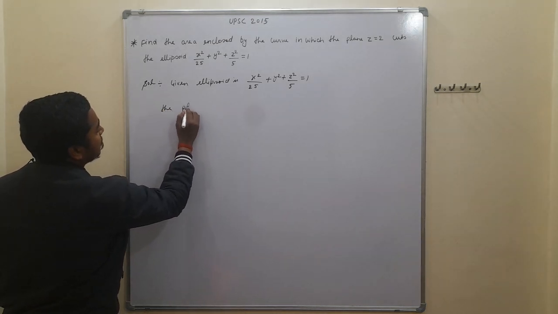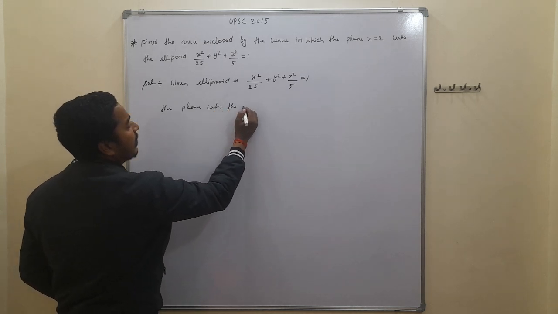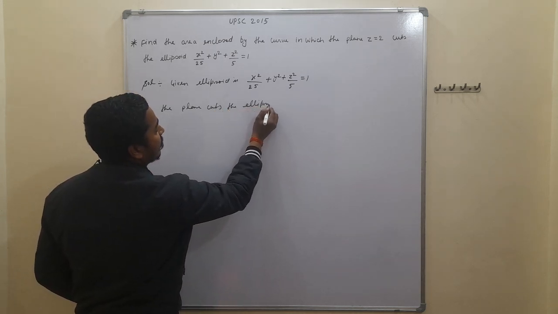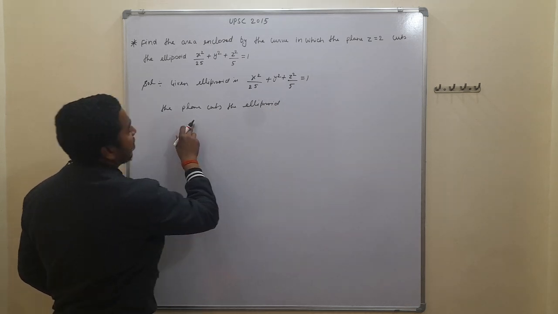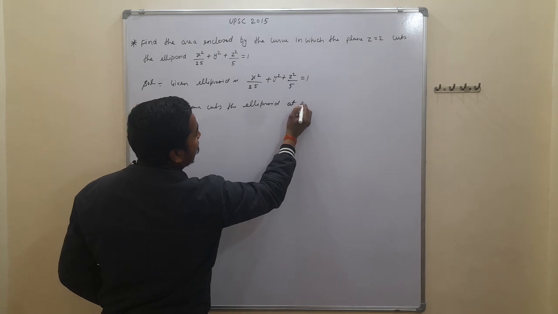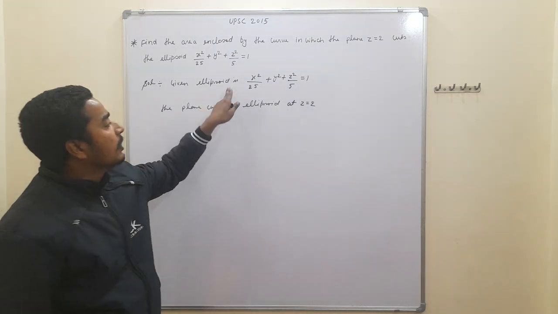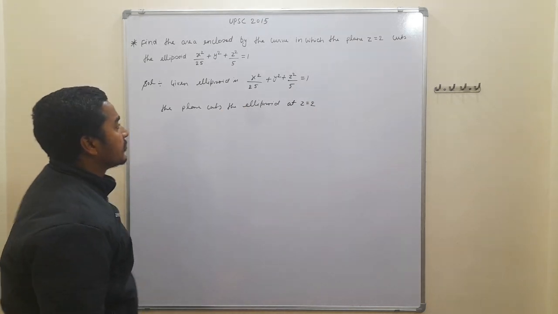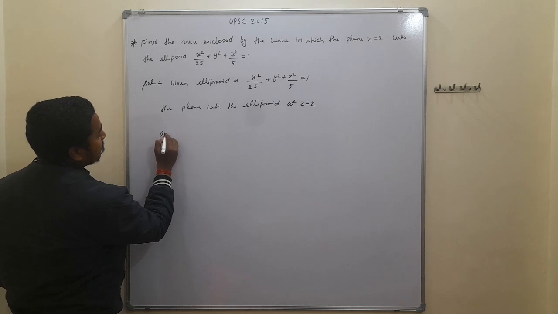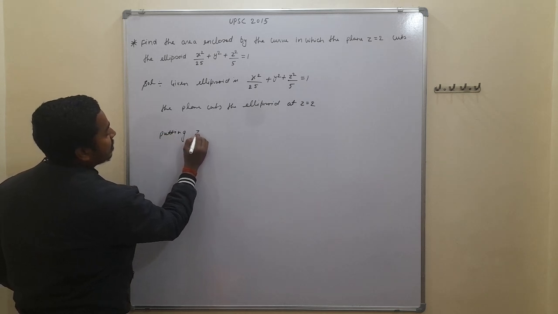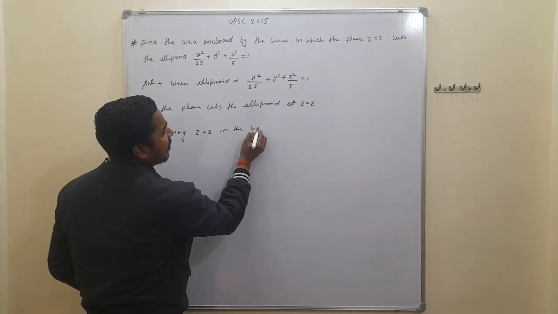The plane cuts the ellipsoid at z is equal to 2. So we have to satisfy the equation of the ellipsoid. We have to put in place of z, that is 2. Then the equation of the ellipsoid becomes, putting z is equal to 2 in the given ellipsoid.